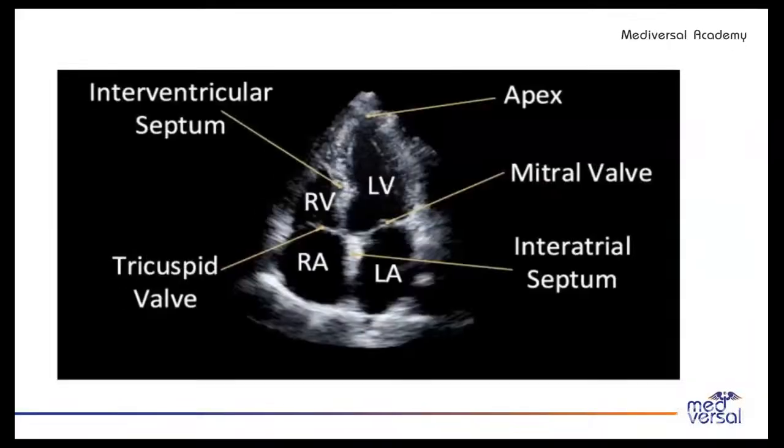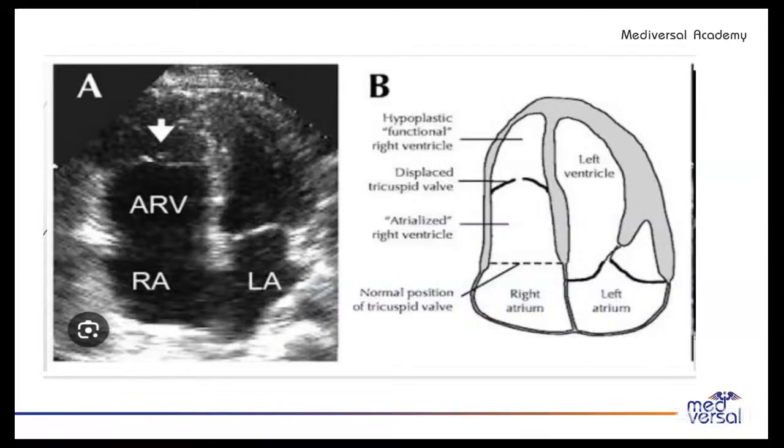Generally, see in a normal apical four chamber view, the mitral valve is more towards the apex compared to the tricuspid valve. But here in the apical four chamber view, see the tricuspid valve was more towards the apex. So there will be atrialization of the right ventricle. This was Epstein's anomaly.